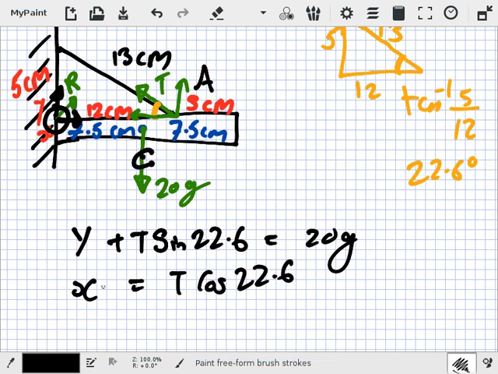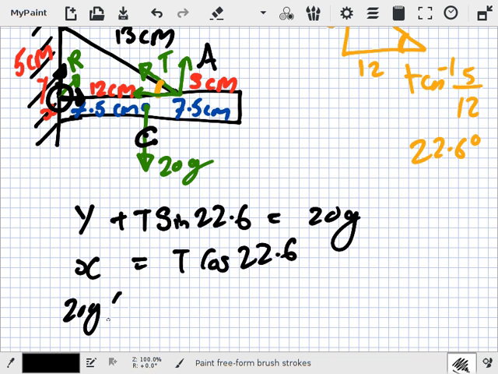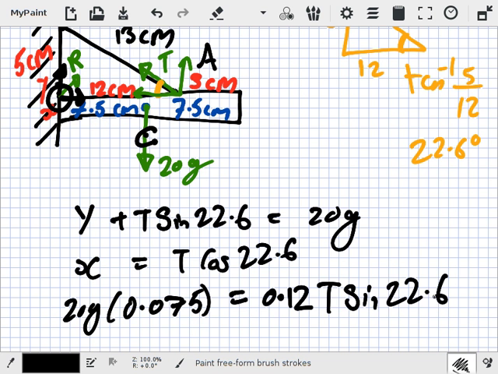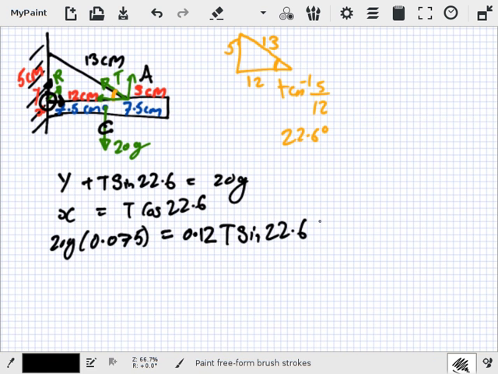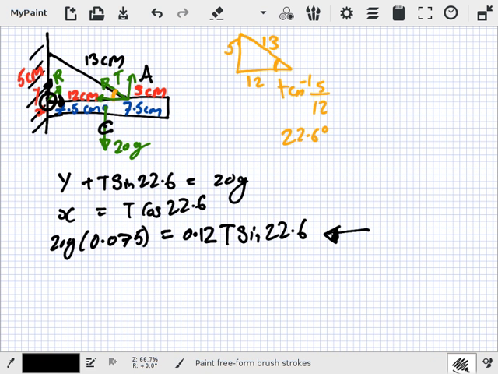So 20g times 0.075 should equal, now what's the distance from here to here? 12, isn't it? Times T sine 22.6. Now that's really good, because what will this equation give me? What can I work out from this one? T. And then once I know T, what can I get from this one? X. And then lastly I can get Y.